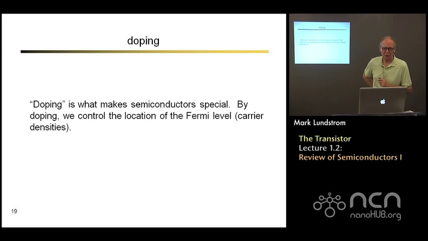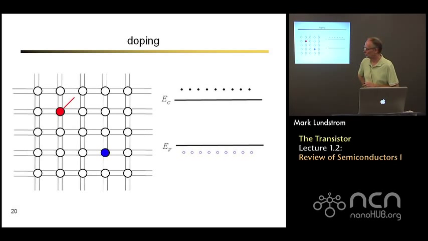Okay, just a couple more things and then we'll wrap up. We can make semiconductor devices because of doping, and that's what makes semiconductors so useful. We can change the number of electrons in the conduction band or the number of holes in the valence band by controlling the location of the Fermi energy, and doing that by doping. And this is how it works.